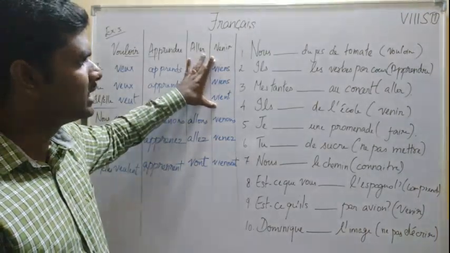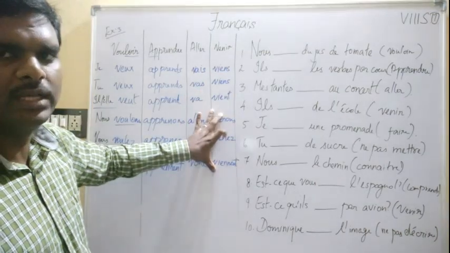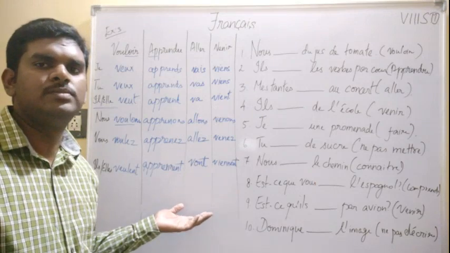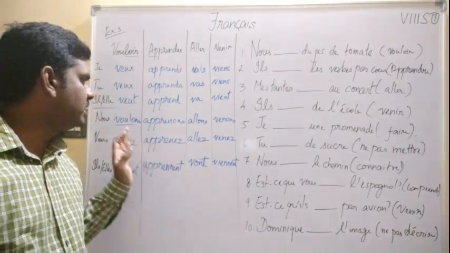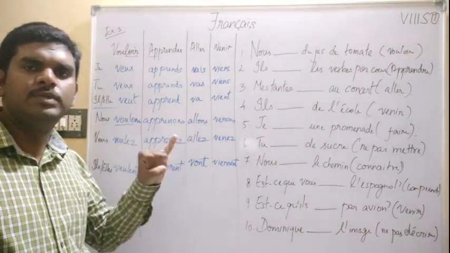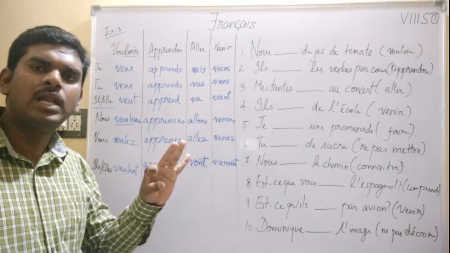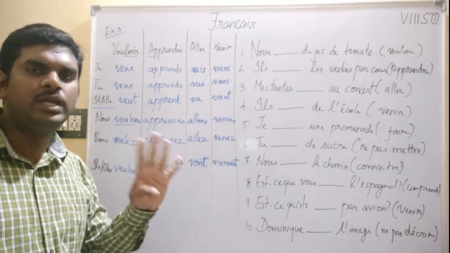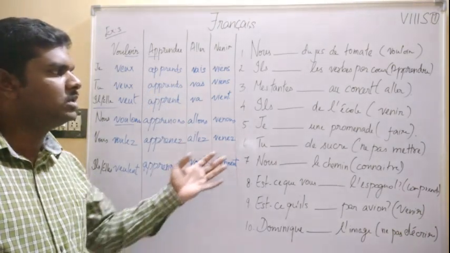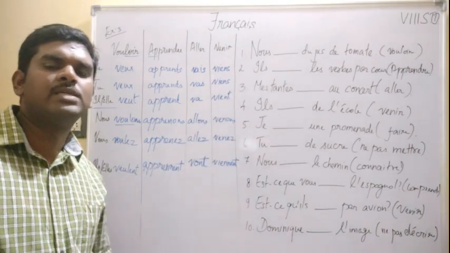So if you see the first part, the singular form, the spelling is different, and in the plural form again the spelling is different. That's why you have to memorize all these verbs. All these verbs are totally different. So I have written 4 verbs here: first verb is vouloir, second verb is apprendre, third verb is aller, and fourth verb is venir. These verbs are used in this format, that is in exercise format, to solve the exercise.